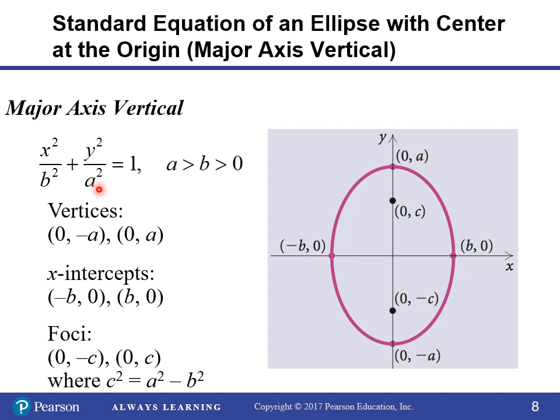So our vertices for this one are going to be at (0, negative a) and (0, a). So you see those on the graph. And then the x-intercepts are going to be at (negative b, 0) and (b, 0). And then of course our foci, (0, negative c) and (0, c). And again, we can find those foci using this equation.